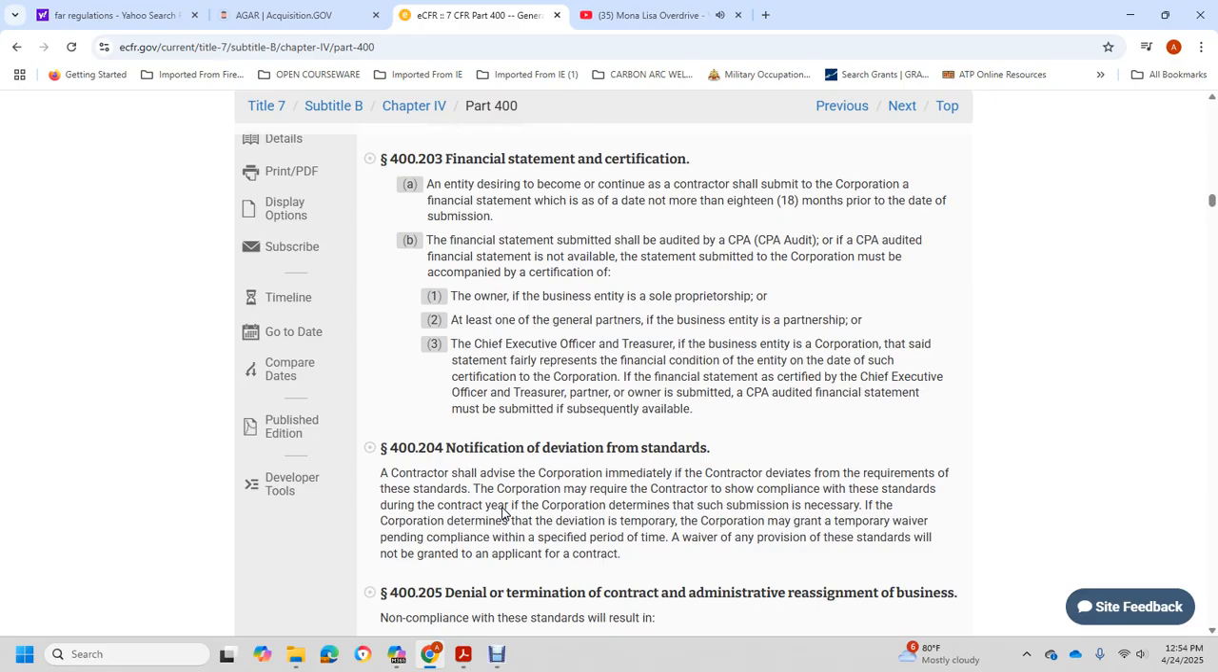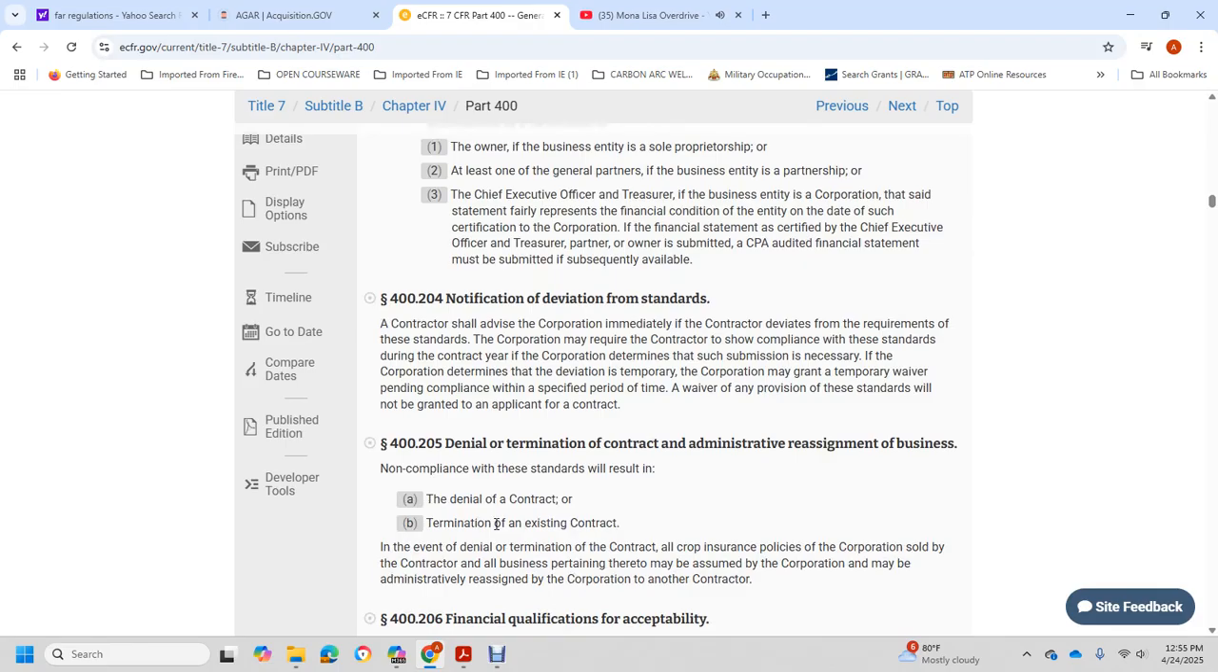402.04 Notification of deviation from the standard. The contractor shall notify the corporation immediately if the contract deviates from the requirements of the standard. The corporation may grant a temporary waiver pending compliance within a specified time period. A waiver of any of the provisions of the standard will not be granted under the applicable contract.